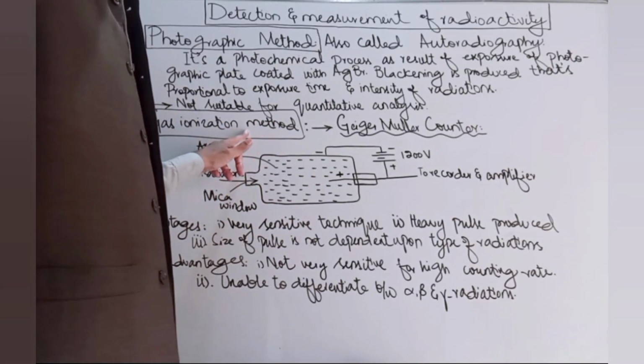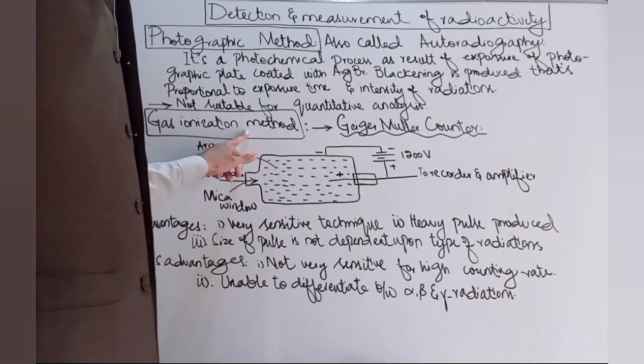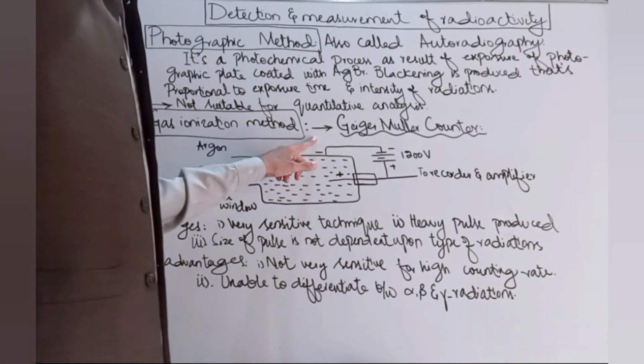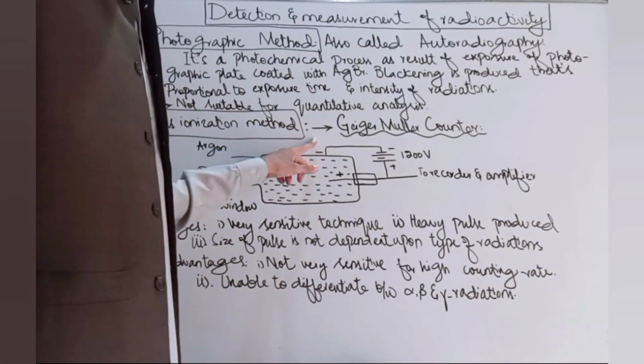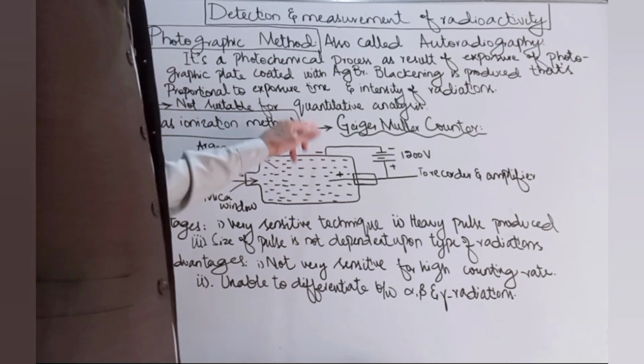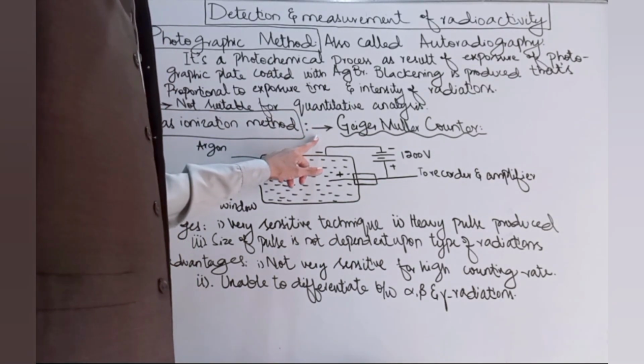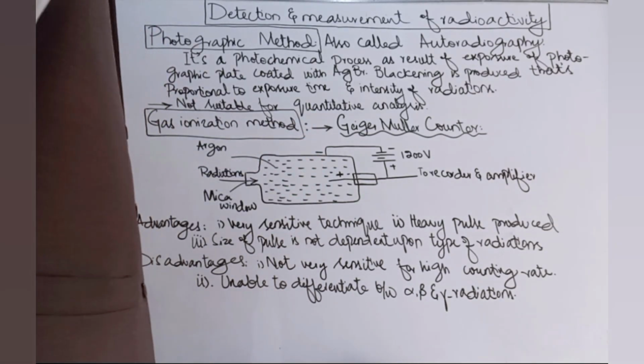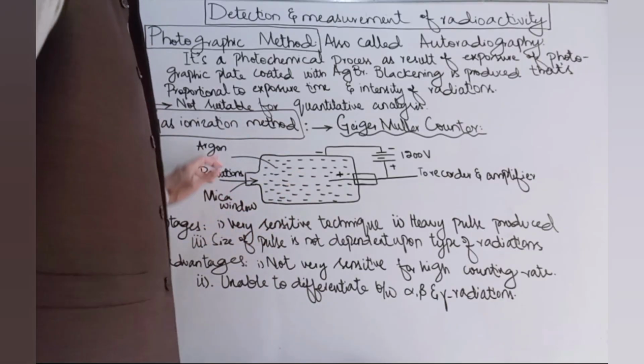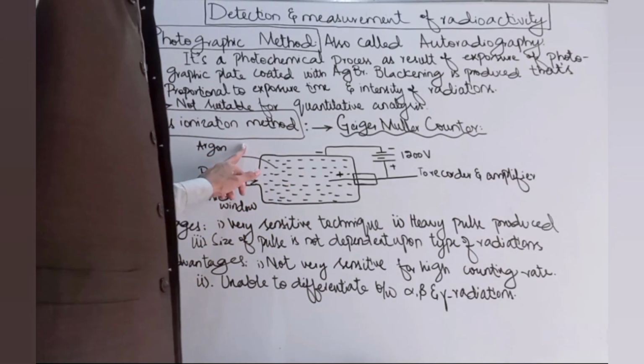In this method, there are two types of detectors that are used. One is the Geiger Muller counter, the other one is the Wilson cloud chamber. So first of all, we will talk about the GM counter. Basically, this is the experimental setup for the GM counter.